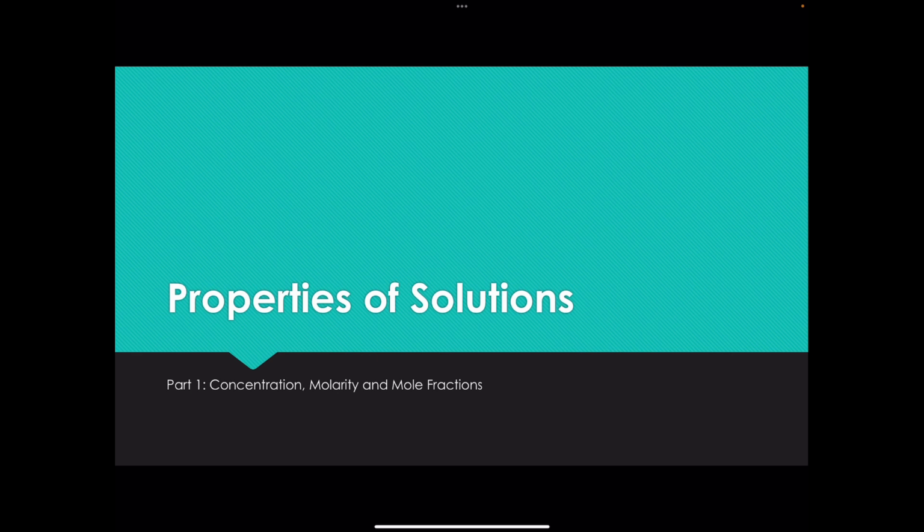So as we move on, we're going to get into solutions in more detail. We're going to talk about some properties of solutions. Now, before we can get into talking about properties, we need to do a little bit of review about some concentrations.